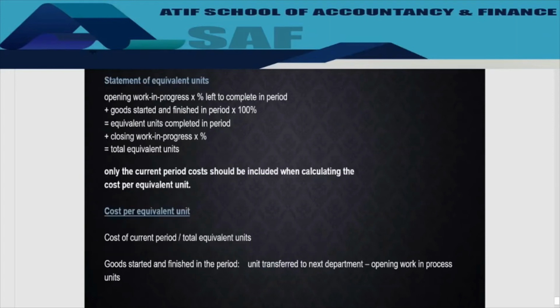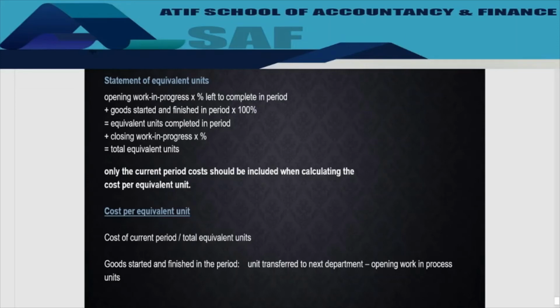For calculating the statement of equivalent units, first of all, opening work in progress units are multiplied by the percentage left to complete in this period, plus goods started and finished in the period, multiplied by 100%. This will give you equivalent units completed in the period. Then adding the closing work in progress with their respective percentage stage, you will get the total equivalent units. Remember, only the current period cost should be included when calculating the cost per equivalent unit. Cost per equivalent unit can be calculated by cost of the current period divided by total equivalent units.